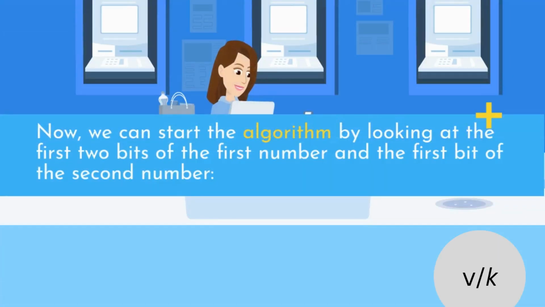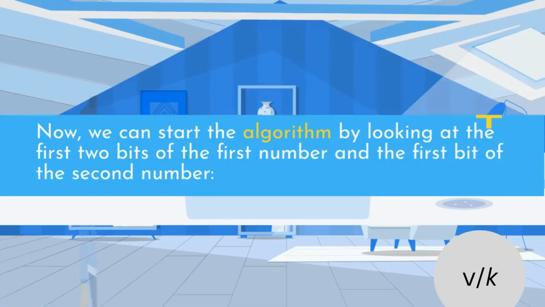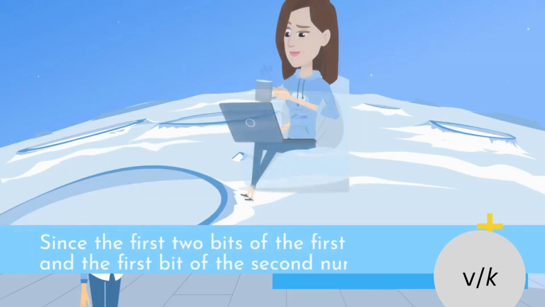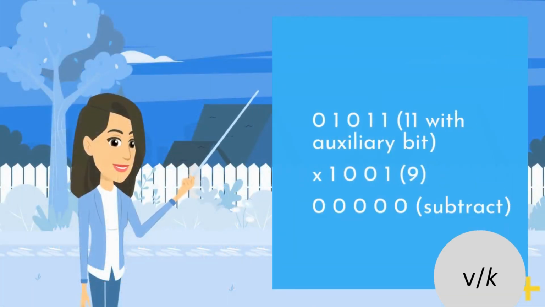Now, we can start the algorithm by looking at the first two bits of the first number and the first bit of the second number. Since the first two bits of the first number are 0 1 and the first bit of the second number is 1, we subtract the second number from the first number.